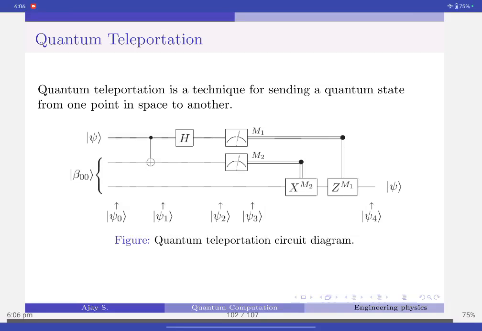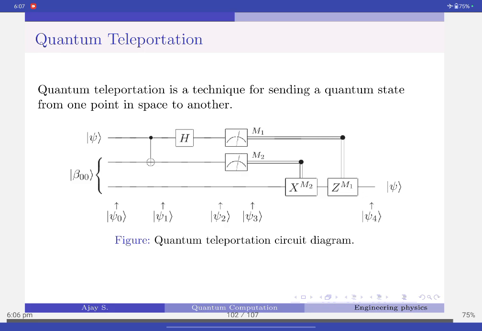Welcome back. So in our previous video, we learned about unitary transformation and two quantum logic gates, that is the C naught gate and the swap gate. Now in this video, we will transport or send a quantum state from one point in space to another point in space. This is referred to as quantum teleportation. So quantum teleportation is a technique for sending a quantum state from one point in space to another.